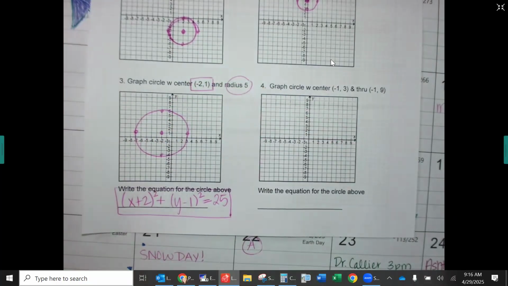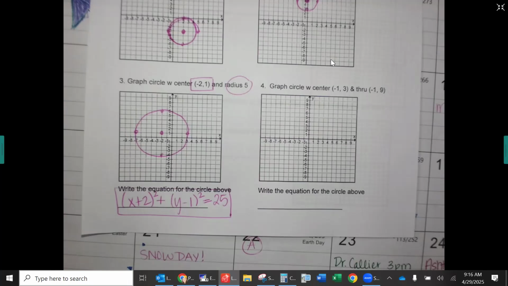Okay. Questions on that? All right, go ahead and turn the page. Maybe we'll do one more off of this. Let's do number 6.